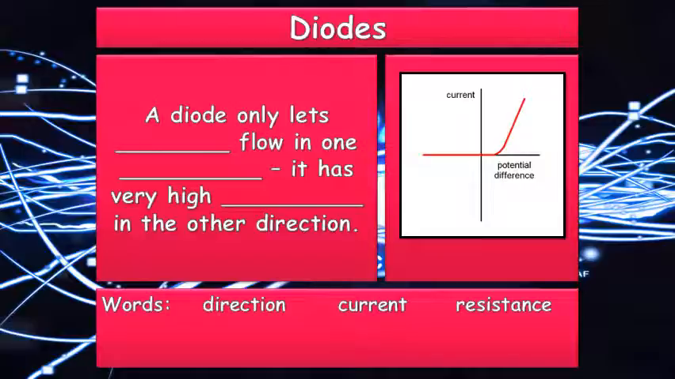Okay, so there are a few examples of non-ohmic resistors I'm going to go through in today's lesson. The first one is a diode. So I want you to pause the video now and see if you can fill in the missing letters, and then pause the video and let's see if you're right.